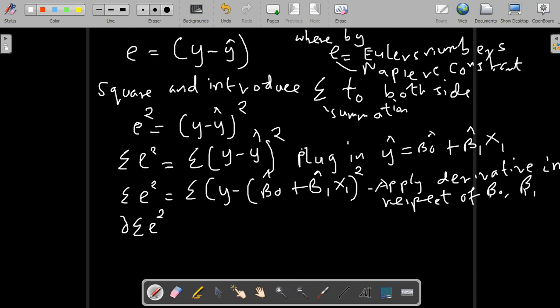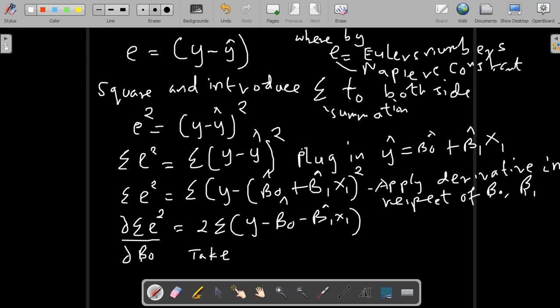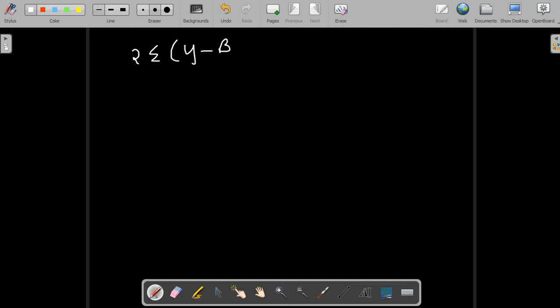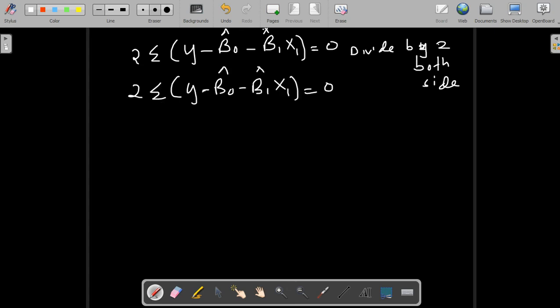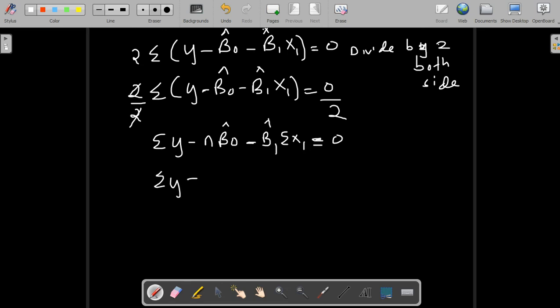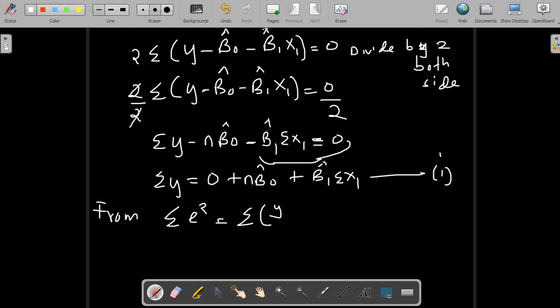We apply the derivative with respect to beta naught and beta 1, where we obtain 2e (y - beta naught estimated - beta 1 estimated x1). We take our right hand side and equate it to 0. Then we divide by 2 on both sides of the equation. Now it will be summation of e = summation of y - n times beta naught estimated - beta 1 estimated summation of x1 = 0. Now we move the summation of y to the right hand side. Our equation now becomes summation of y = n beta naught + beta 1 summation of x1. This is equation 1.